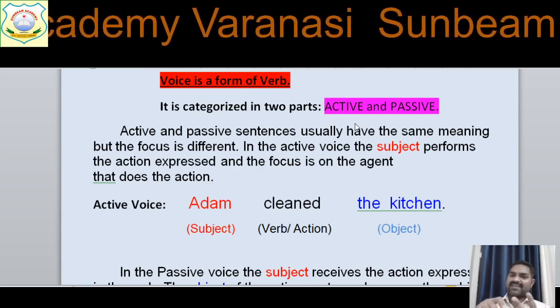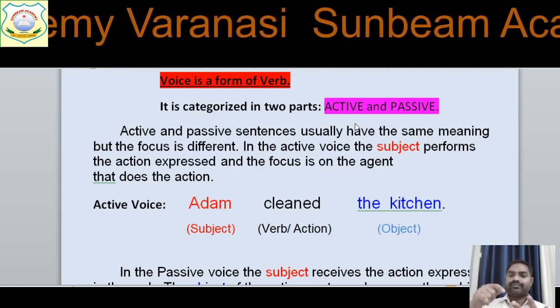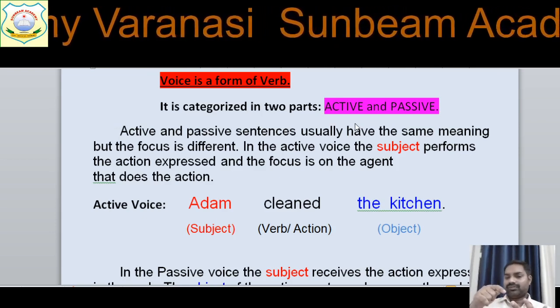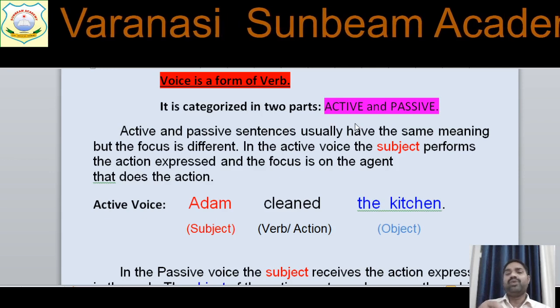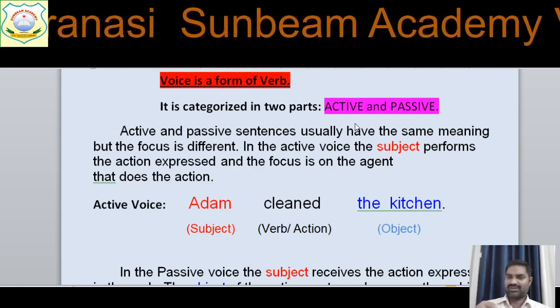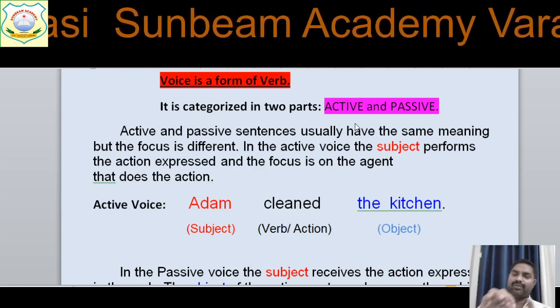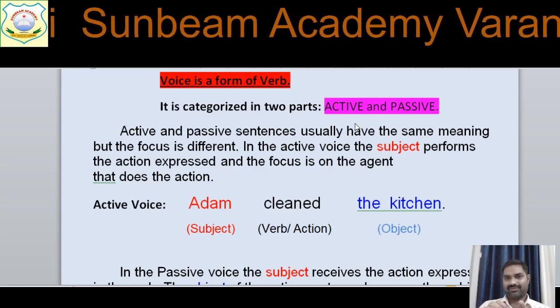Now the next reason that we make use of passive voice is when we do not know who is the doer. If your bicycle is stolen, you do not know who is the person who has stolen it. So when the doer is not known, there you make use of passive voice.